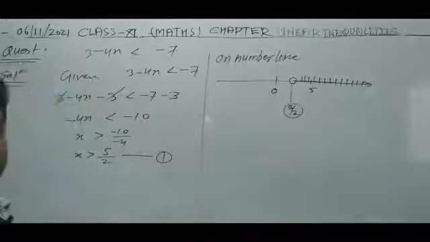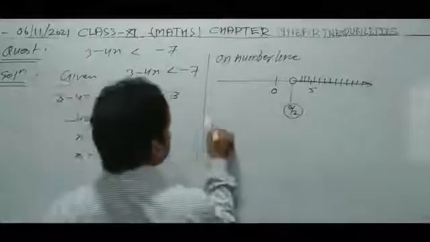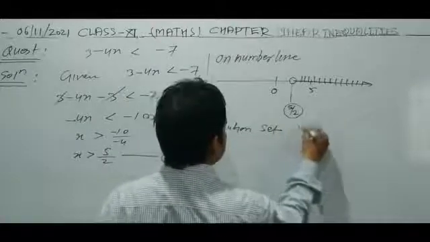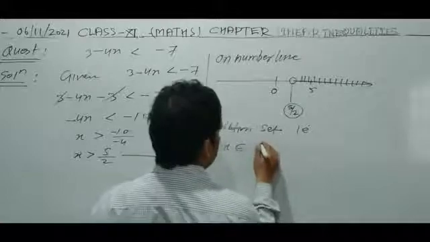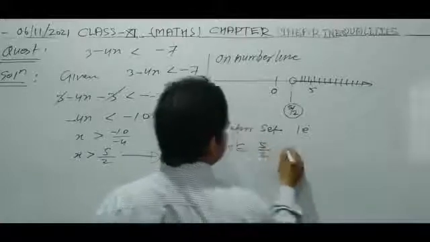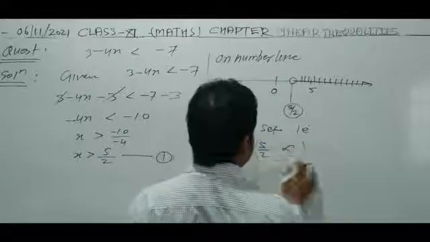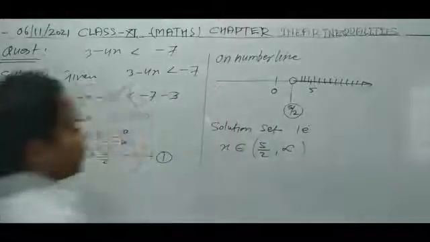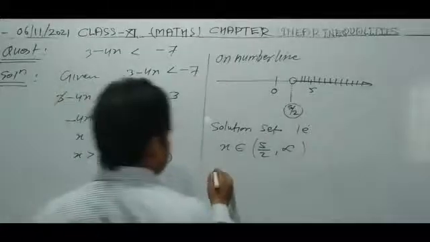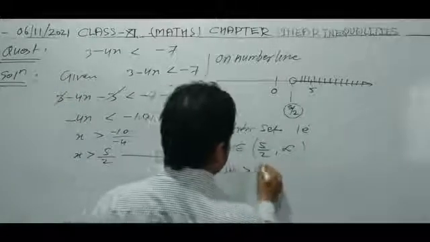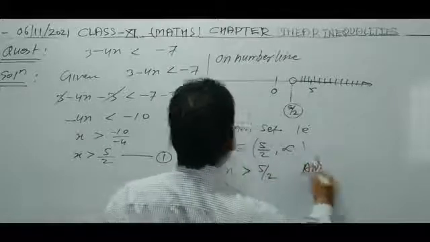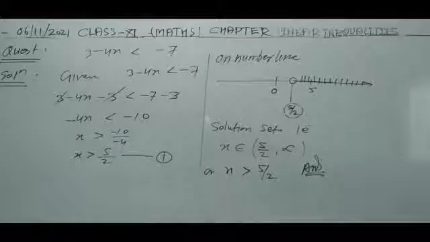So the solution set, that is x belongs to 5 by 2 to infinity in open interval, or x is more than 5 by 2. Now this is the answer. See, now this question is totally completed.